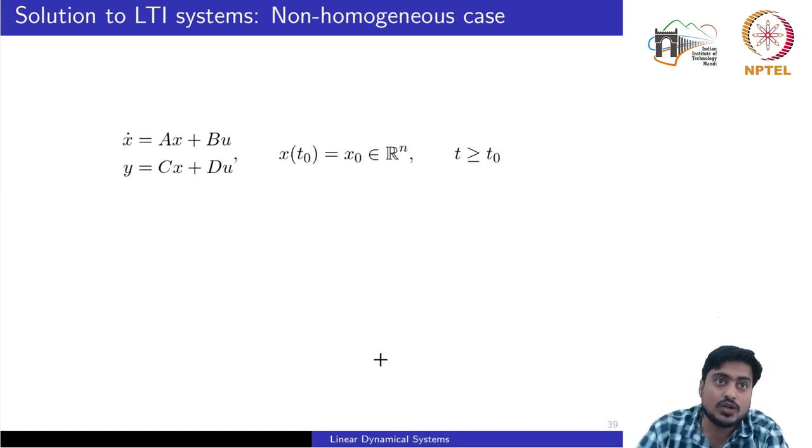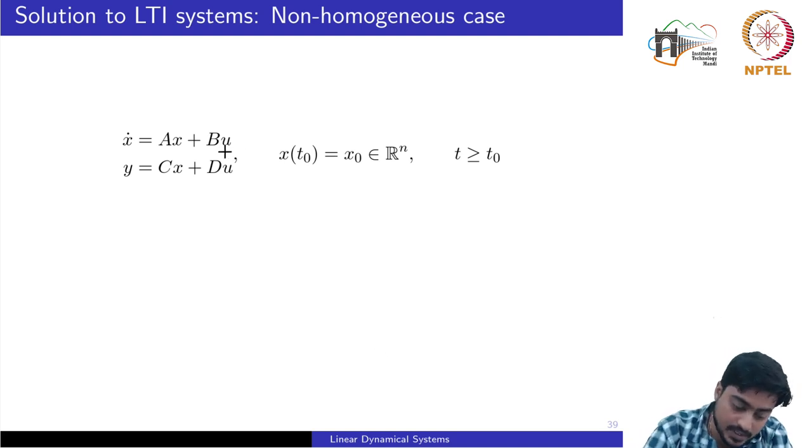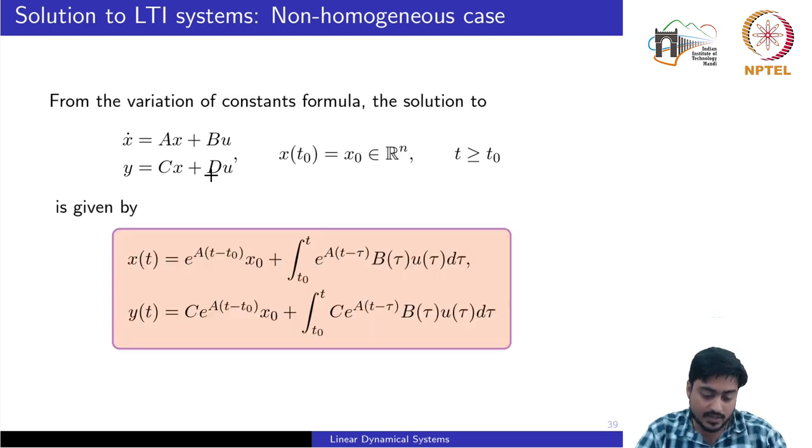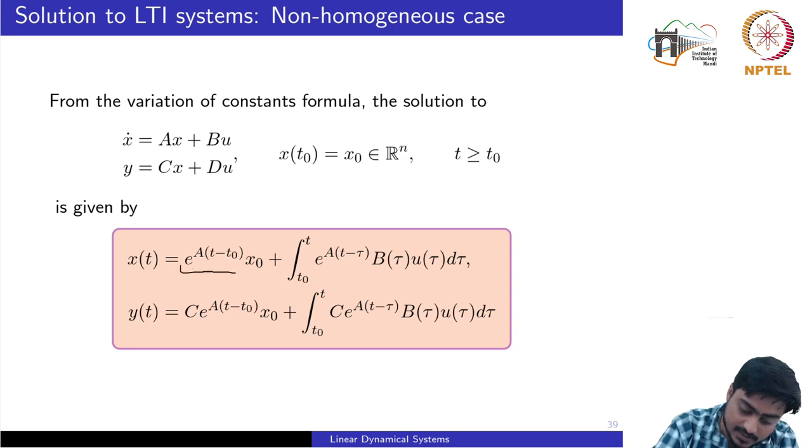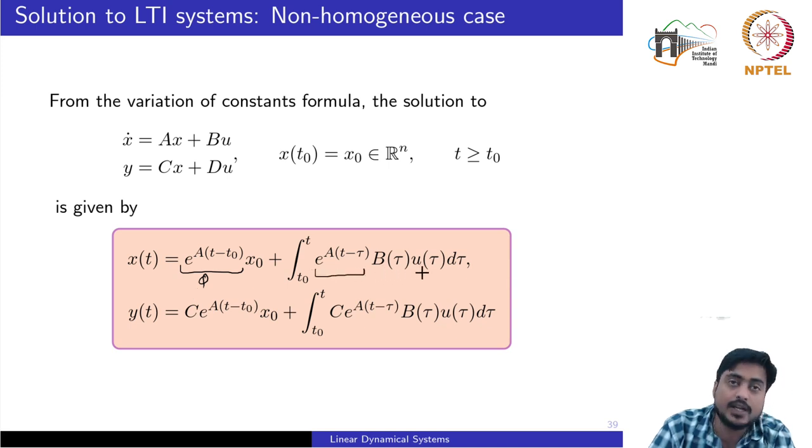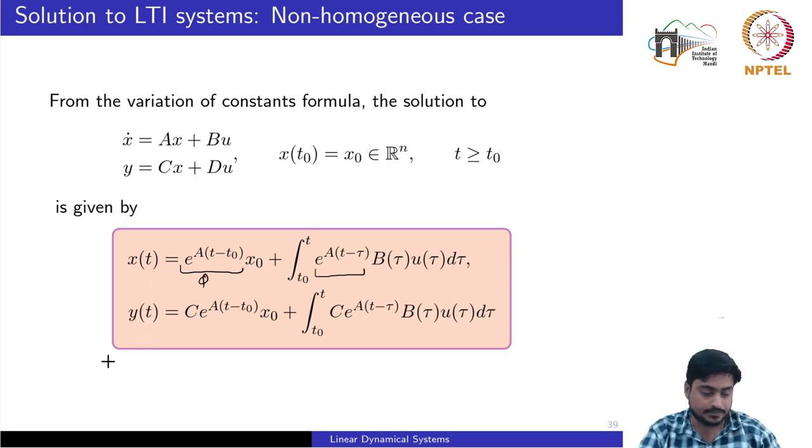Okay, coming on to the non-homogeneous case, where we are now using u also. So this u would have a similar effect to what we had seen in the linear time varying case. This is the state transition matrix phi. This is also the state transition matrix into B into u. So if we go through the solution of the LTI system and I replace those state transition matrices by this matrix exponential, I would get the same solution for the x and for the y as well. Okay.